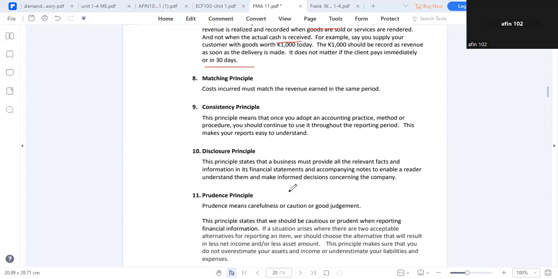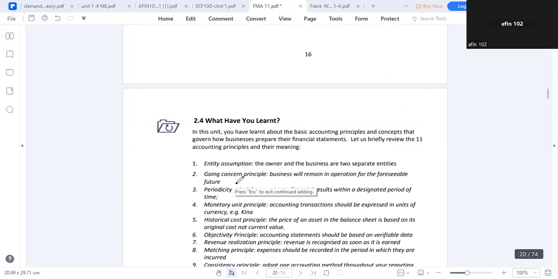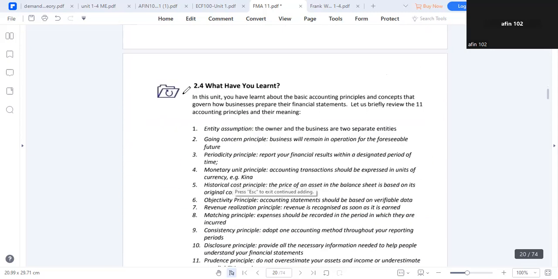And prudence concept means that there should be carefulness or caution when making a good judgment. Therefore, when reporting and there are two acceptable alternatives, you should take the worst case scenario. For instance, you must not overestimate your assets nor underestimate your liabilities. So you get the worst case scenario. So this is basically about unit 2.